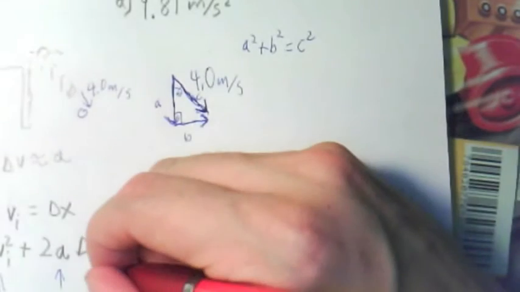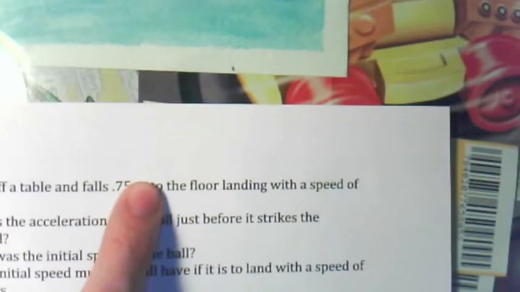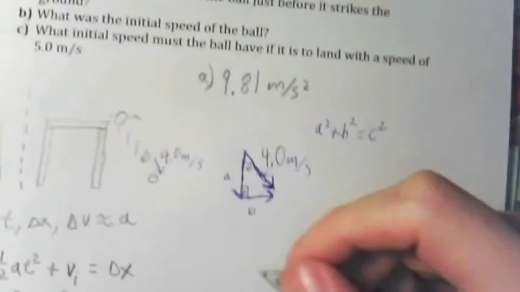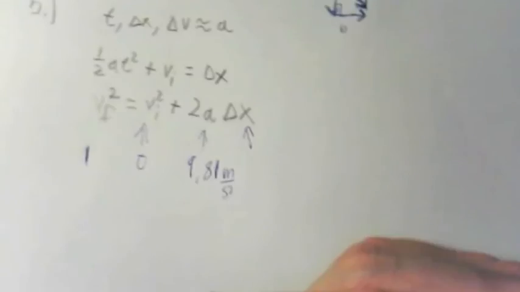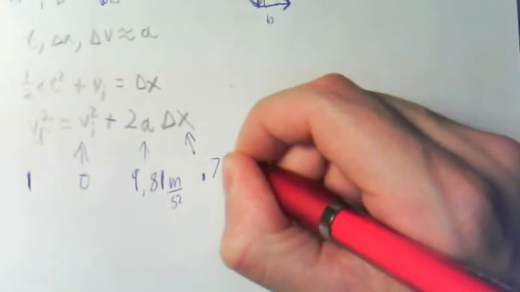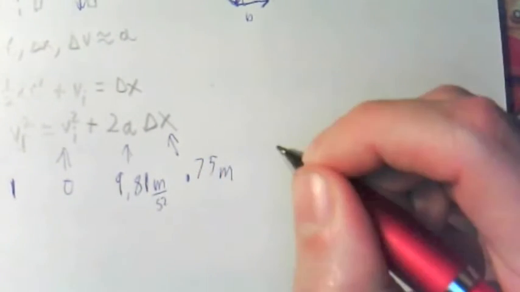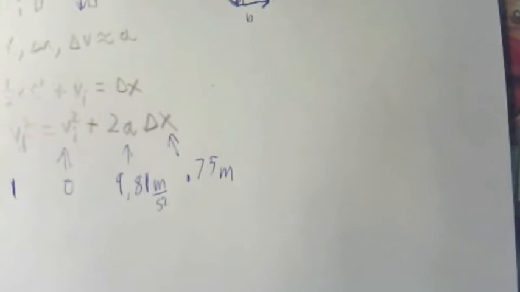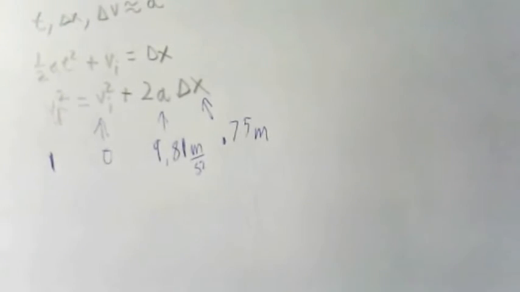Okay. Displacement, we know that too. In the problem they tell us that it's 0.75 meters high. This table right here is 0.75 meters. Great. Okay, so for the displacement, we just say 0.75 meters. Okay, I think we're in business. Let's make sure everything's going to cancel out as we do our work.